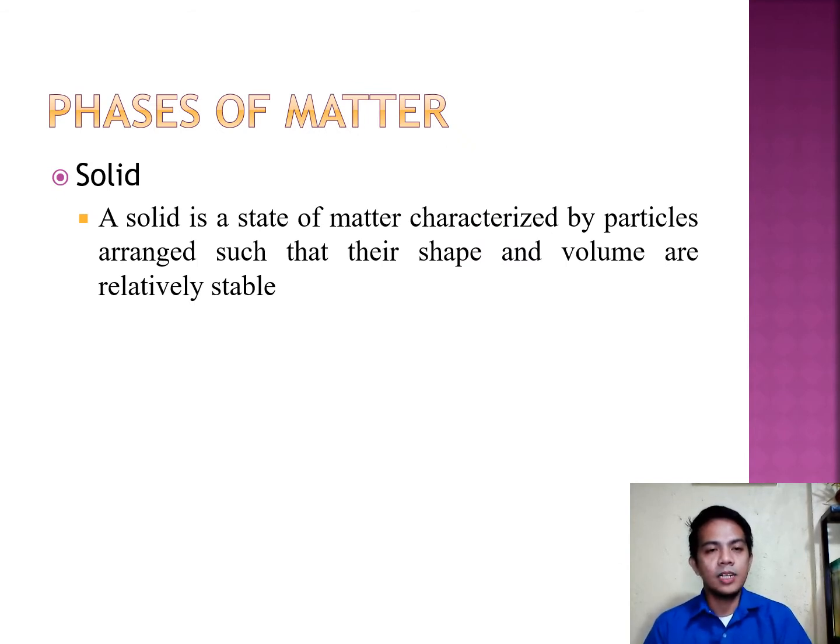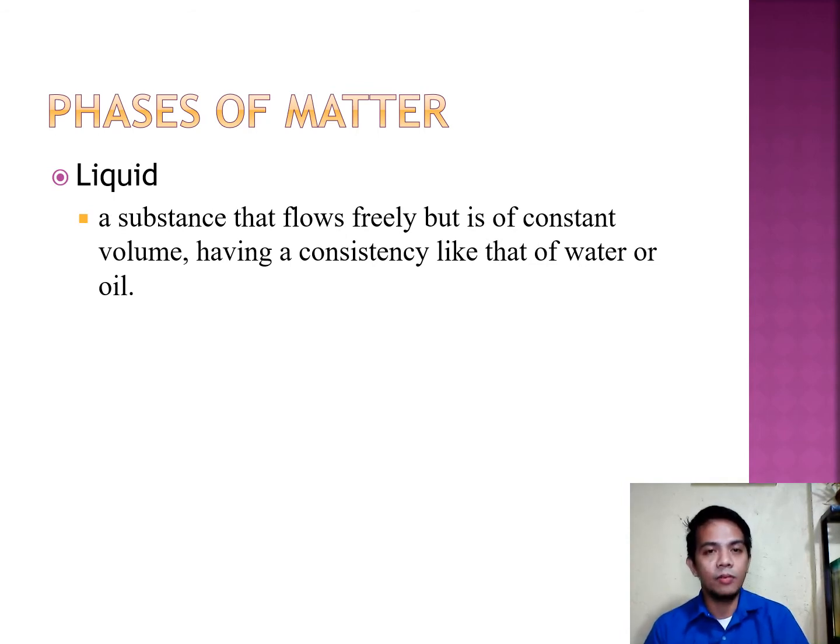So the first one is the solid. Solid is a state of matter characterized by particles arranged such that their shape and volume are relatively stable. In short, this is a rigid substance with definite shape. For example, ice. Then second is the liquid. Liquid is a substance that flows freely. It has a fixed volume but flows to assume the shape of its container. For example, water or oil.